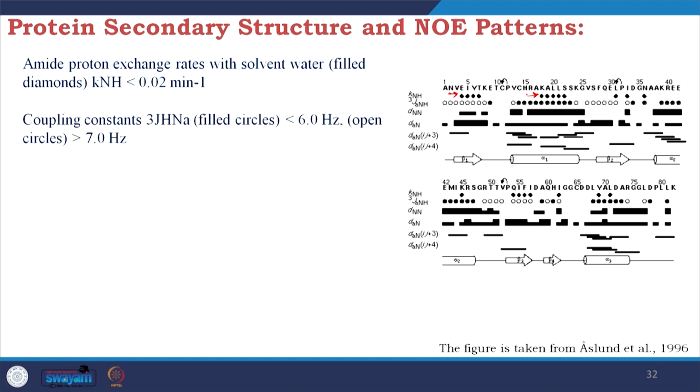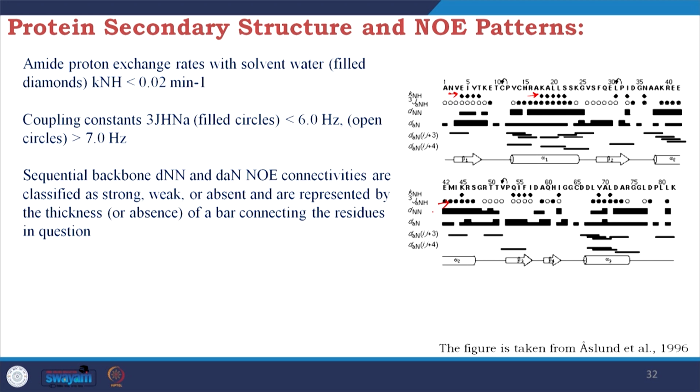Coupling constant 3J HNA is filled in alpha, filled circles; you will see them here in filled circles. Sequential backbone dNN and dαN NOE connectivities are classified as strong, weak or absent and are represented by thickness. If you look, you will see how thick they are, and you could understand them as a bar connecting the residues in question.